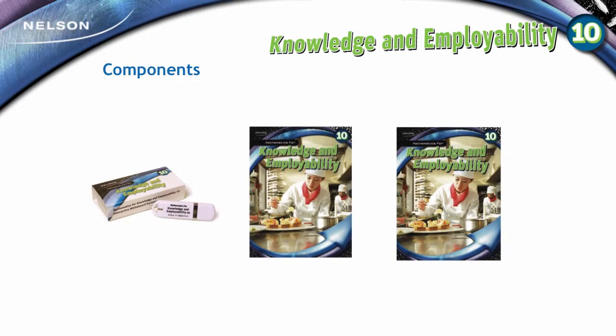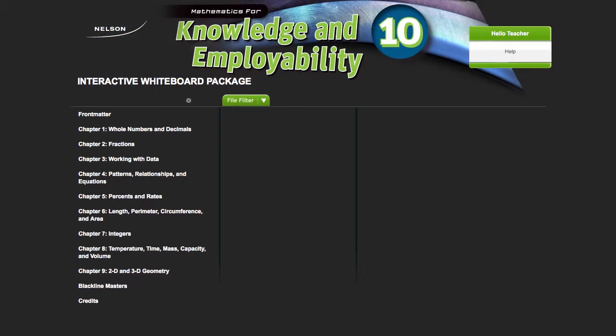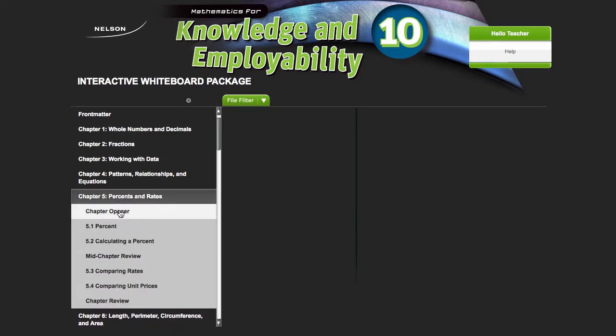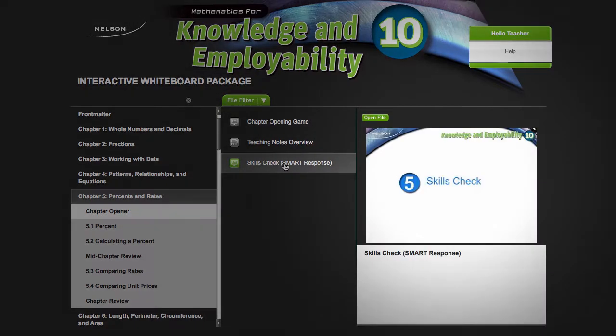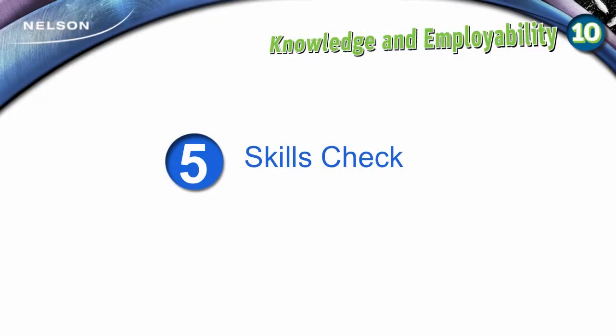Now let's take a look at how the components work together and how you might use Knowledge and Employability in your classroom. Each chapter is organized the same way. Let's take a look at some of the tools available to help you begin a chapter, starting with a skills check. The skills check is a diagnostic assessment that is available to use at the beginning of the chapter. It enables teachers to assess their students' prior knowledge, identify gaps in students' prior learning, determine if there's a need for intervention, and inform instruction.